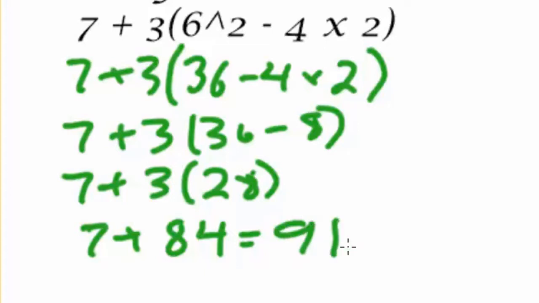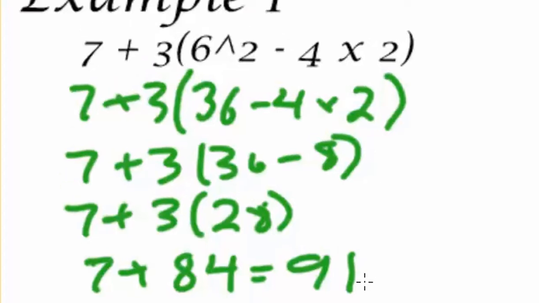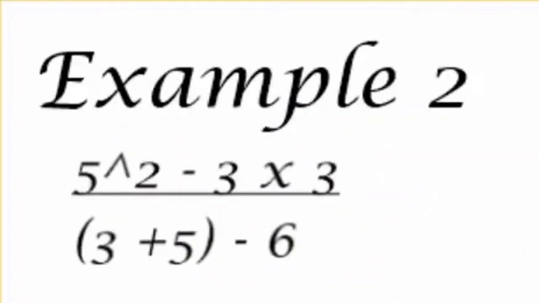Taking a look at another way that things are written, what if I have a 2 with a fraction bar and a 4? Well, this is also known as division, and we look at that as 2 divided by 4. In our second example, we'll see how this is played out: 5 to the power 2 minus 3 times 3, over 3 plus 5 in parentheses, minus 6. That fraction bar essentially states that both the top and the bottom are in their own parentheses. So let's work on how we solve this extensive problem.